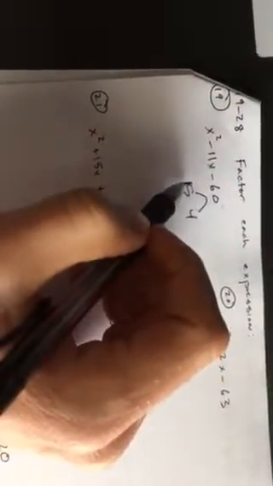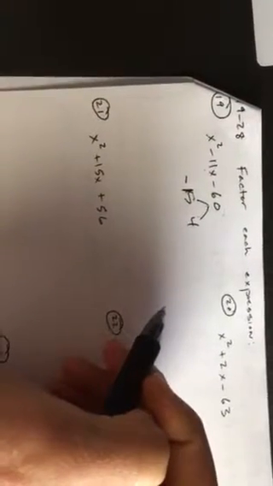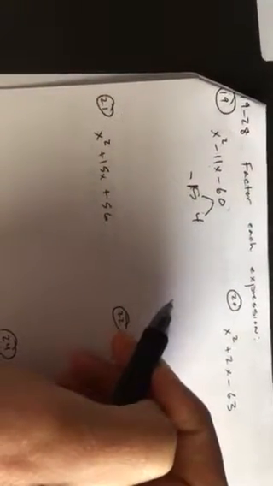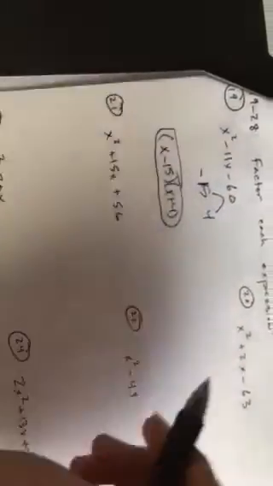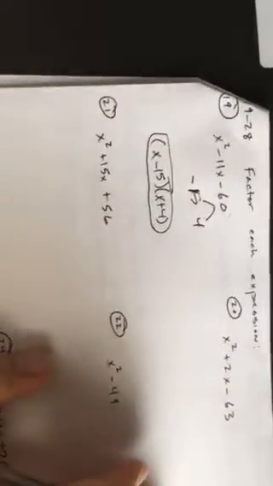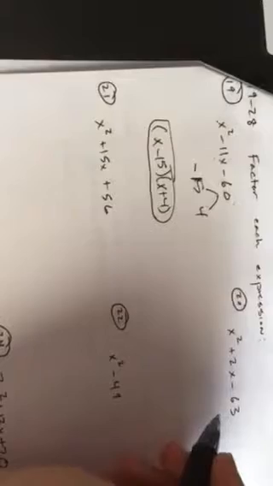All right, because the middle term is negative, the bigger factor has to be negative. Negative 15 plus 4, that gives you a negative 11. Not 15 minus 4, that gives you positive 11. So simply our answer is x minus 15, x plus 4. Again, the order doesn't matter. You could have it as x plus 4, x minus 15, but 15 has to be negative.